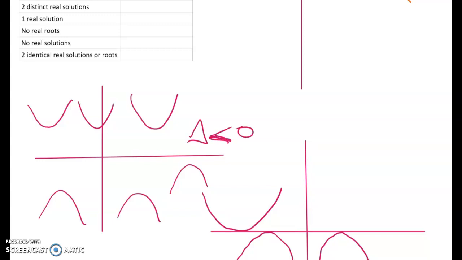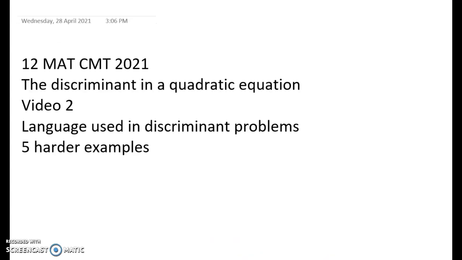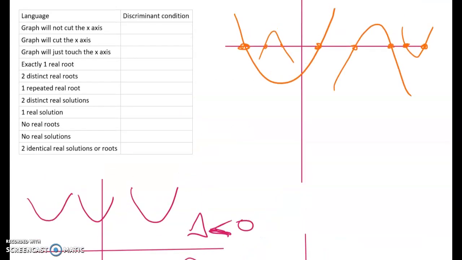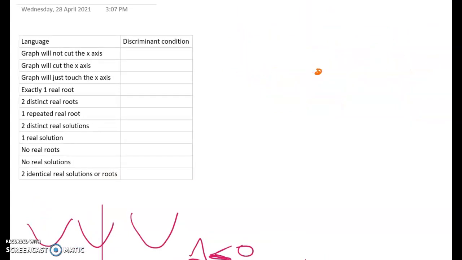So let's look now at the language. So I've made this into a table. Where's the table that I want? Where's it gone? Oh, here it is on this one here. So what I want you to do now is just to read through those quickly and see if you are confident with the discriminant condition for each one. They're all pretty similar, but they're just different ways to ask the same thing.